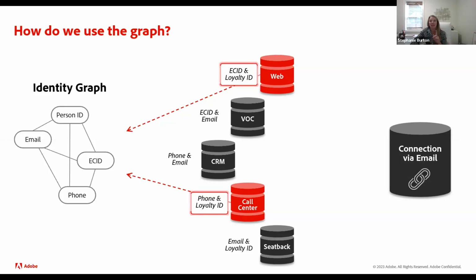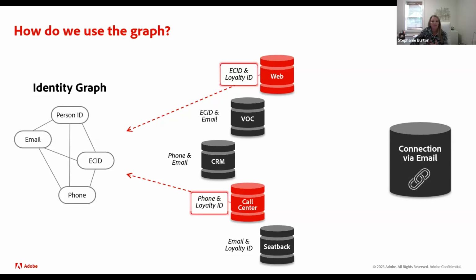So what I'm doing is using the identifiers that I have available in each of those sources to find a match in the graph. So for example, with my web data here, I've got my ECID and sometimes I might have a loyalty ID. But my ECID is the most persistent in that source. So I'm going to use my ECID. I'm going to go look over to the graph and say, okay, for my ECID 123, is there an email associated to that graph? If yes, great, got a match. I'm going to put that in my new stitched ID column. If not, I'm going to keep it as my ECID until an email becomes available, right?